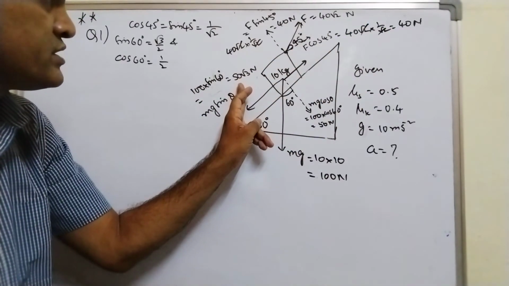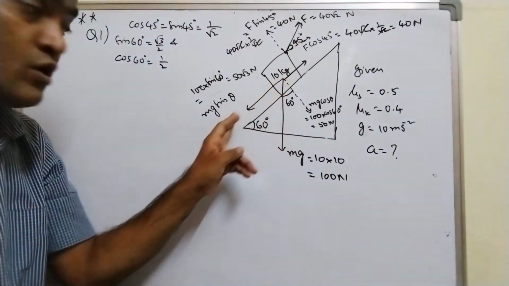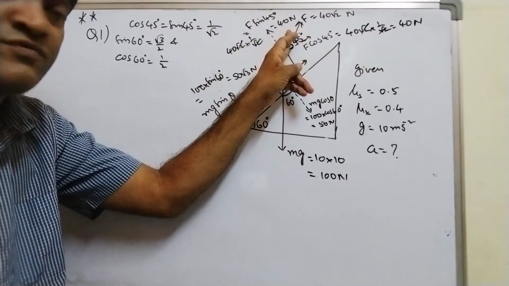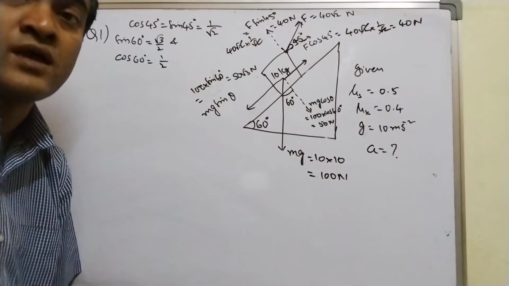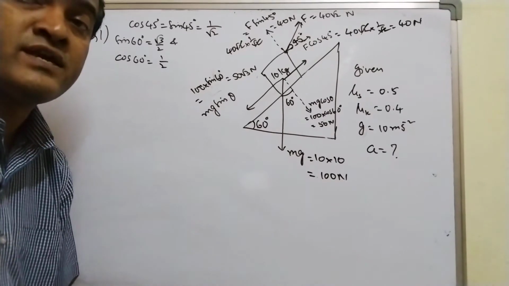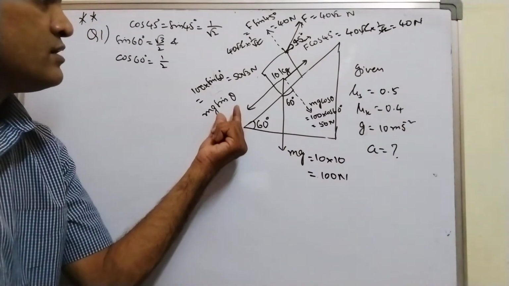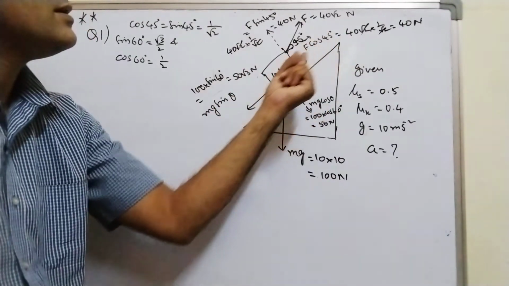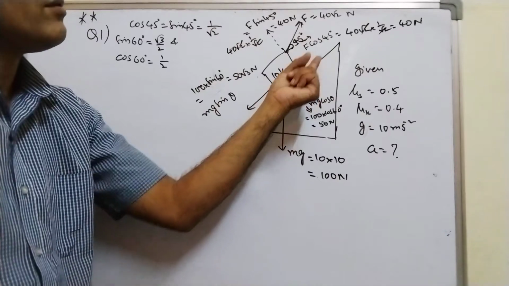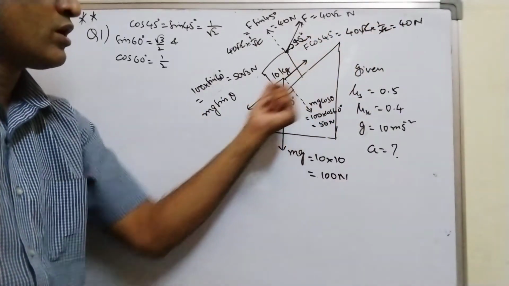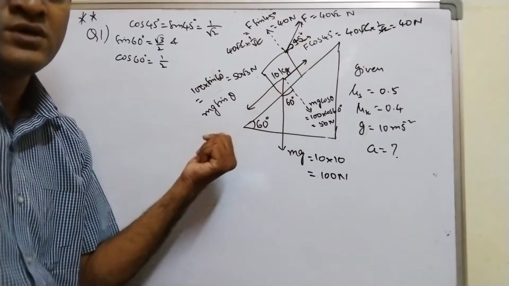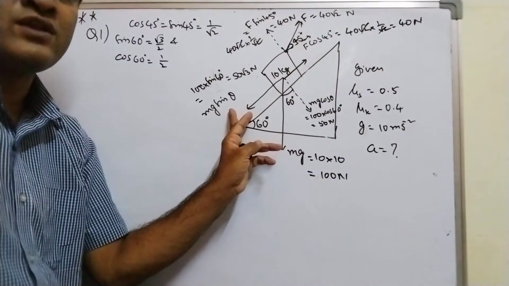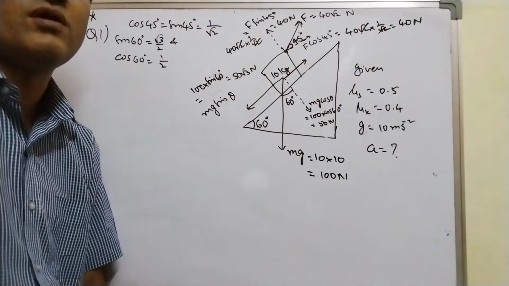I don't know whether the block is moving downwards or upwards. Whether this force is more than sufficient to pull the block upwards, I am not sure. So how to identify? We have to see if mg sin theta is greater than the parallel component of force. If mg sin theta is greater than this 40 Newton, then the block has a tendency to slide down.